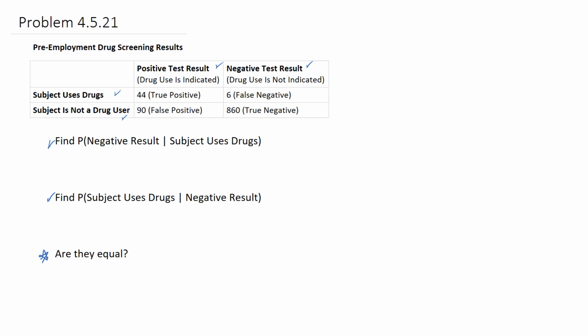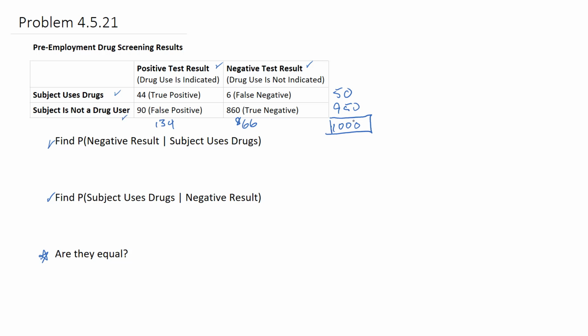So we have a table, and the first thing we want to do is add up the row and column totals. So we'll do the addition. 44 plus 6 is 50. 90 plus 860 is 950, and so the grand total looks like it's going to be 1,000, but let's double check that. 44 and 90 is 134, and 860 plus 6 is 866, and if we add these two, we can confirm that we actually do get 1,000.